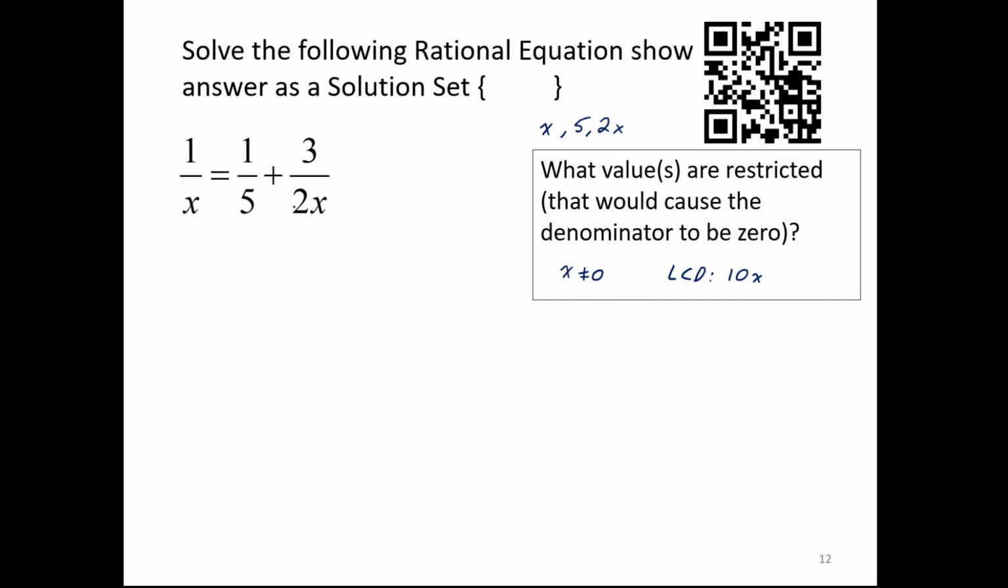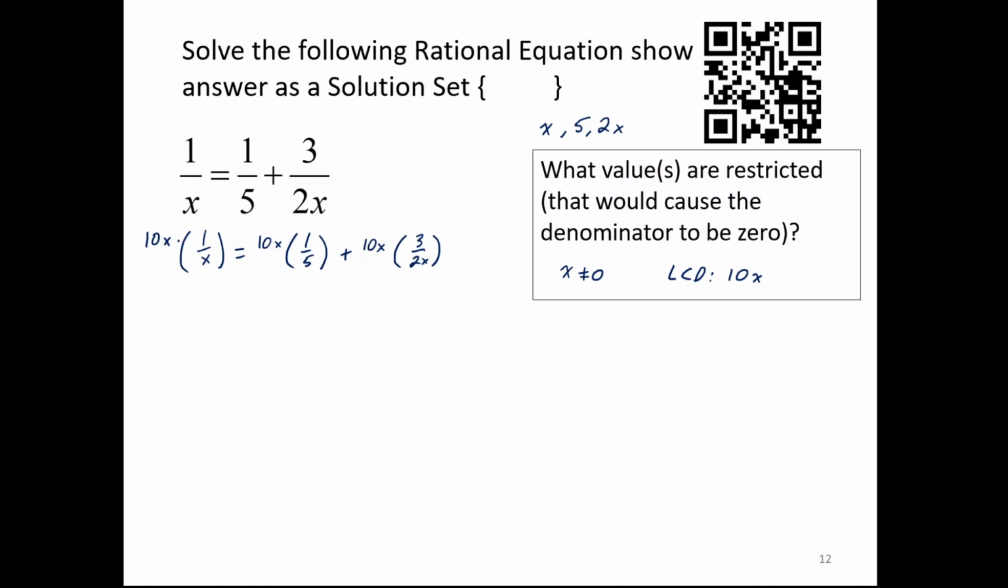Now we'll take this least common denominator and multiply each term by that expression. So 10x times (1 over x) equals 10x times (1/5) plus 10x times (3 over the quantity 2x). Each of these expressions will simplify. That is actually how we determine the least common denominator.